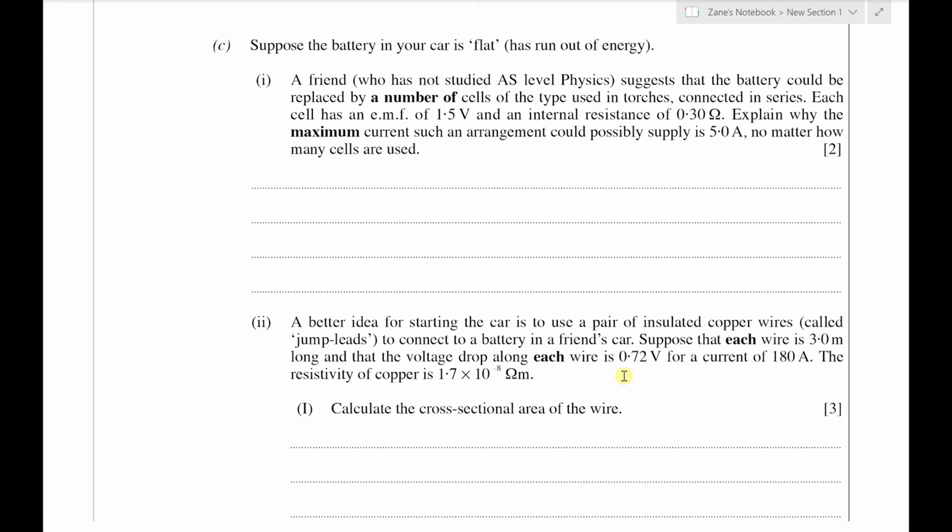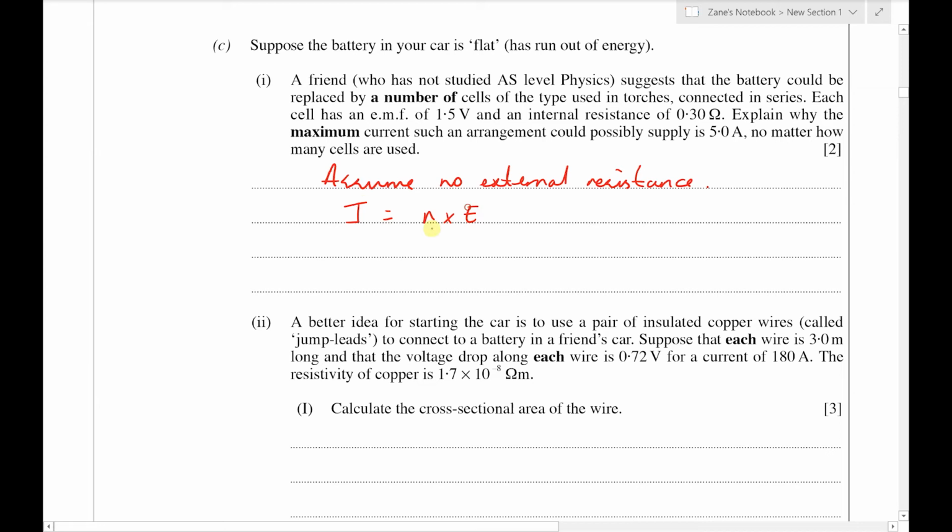how many cells used. Well, the biggest current that we're going to get in the circuit is if there is no external resistance. So let's put that down, assume that there's no external resistance. If you like, we're assuming that the cells are being short-circuited. To calculate the current in the circuit, we would have this calculation.